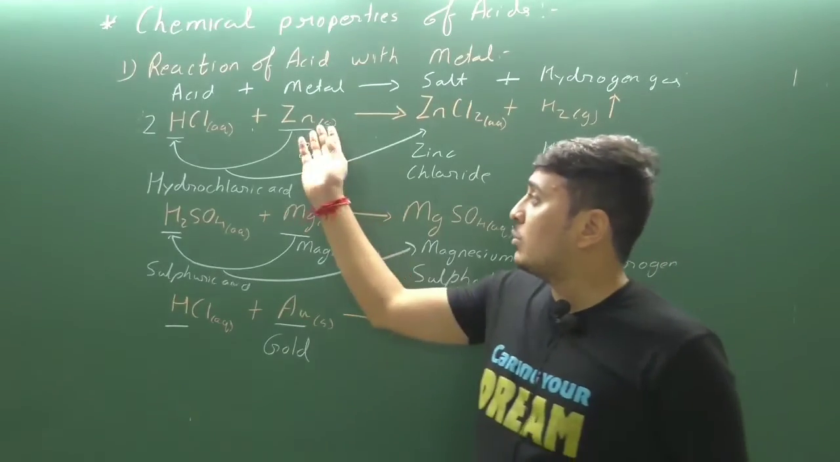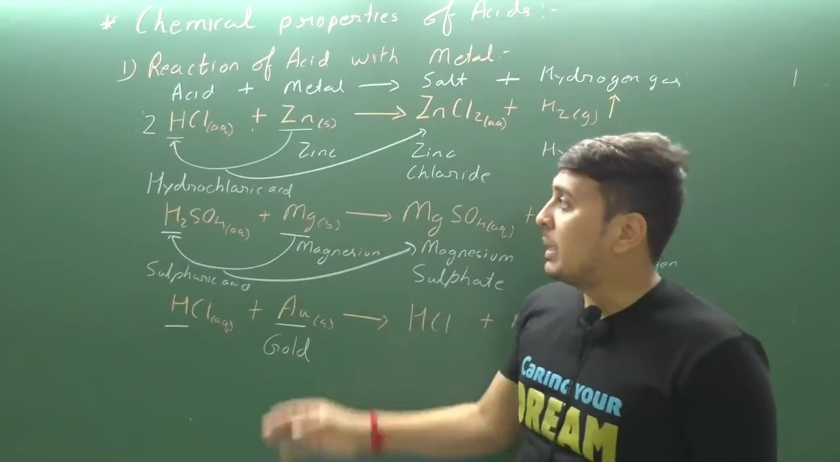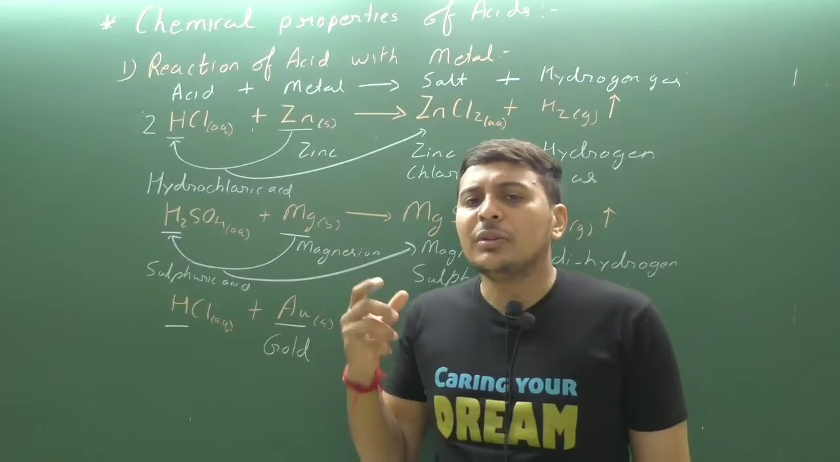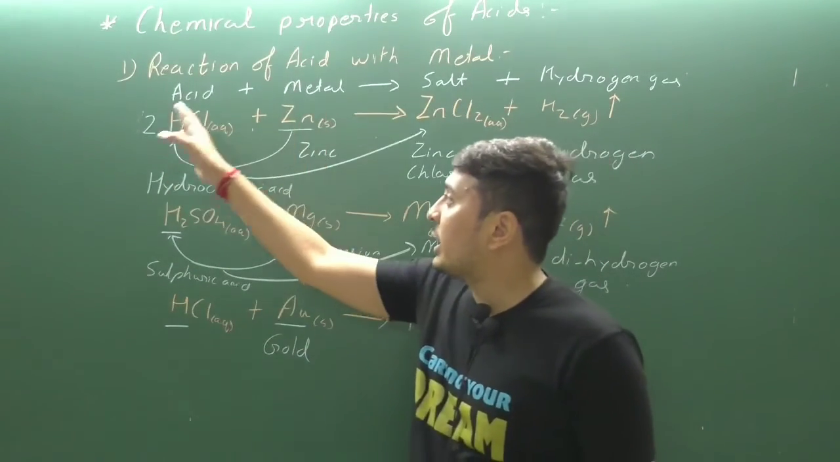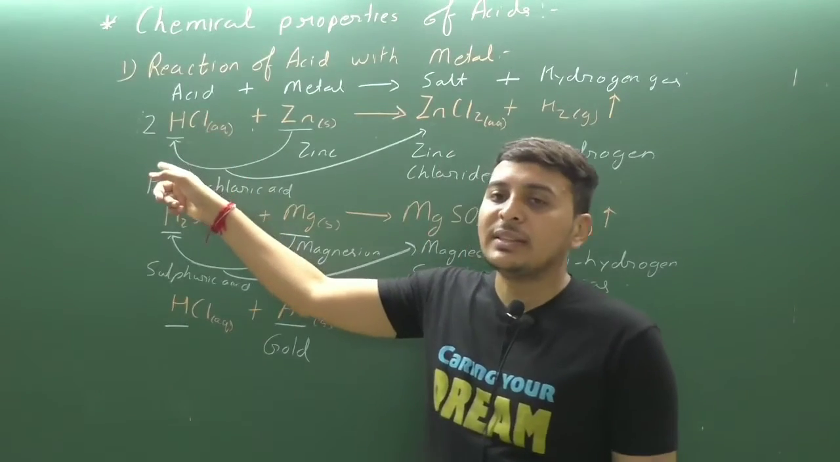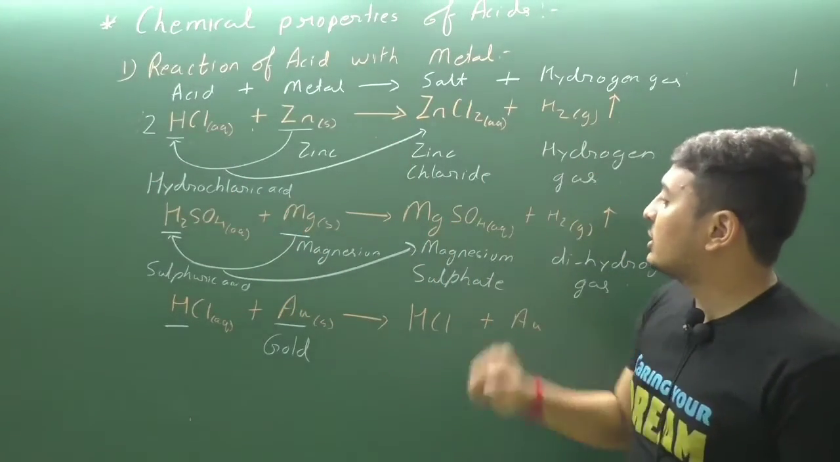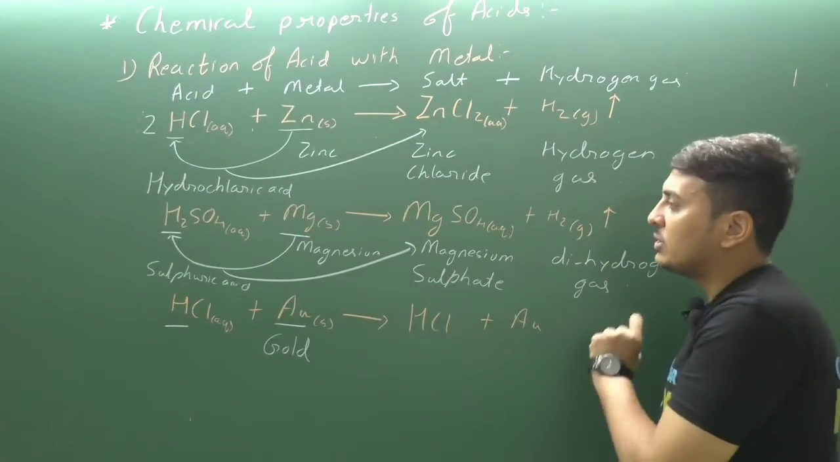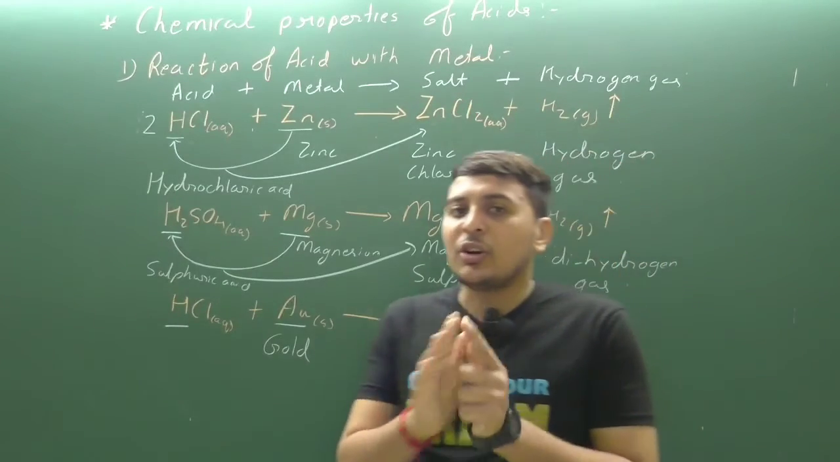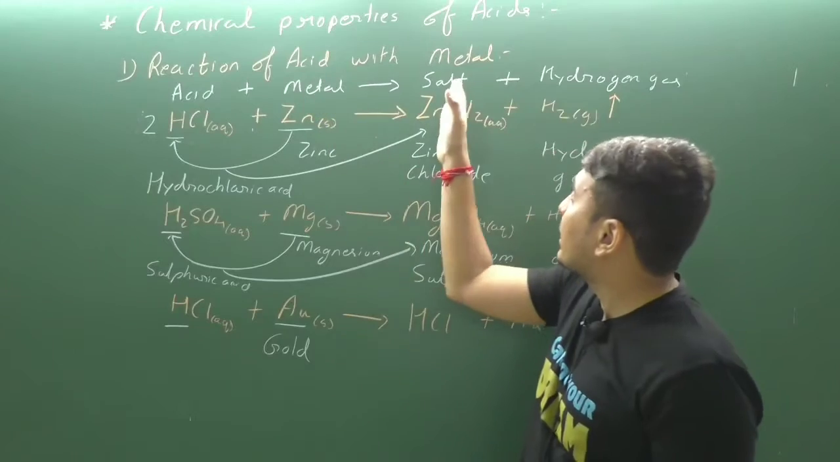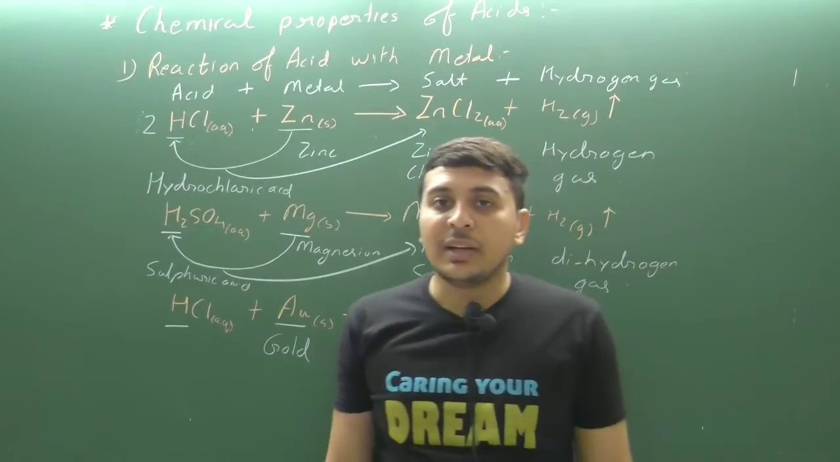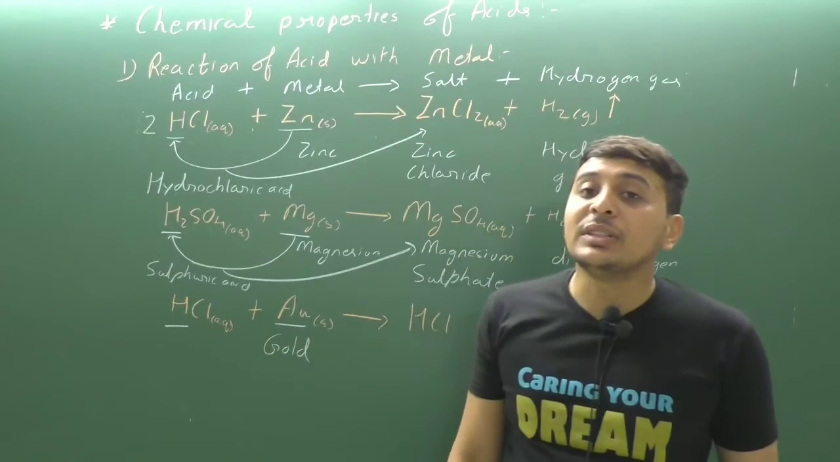So when metals are more reactive than hydrogen, then they can react with acid and form salt and hydrogen gas. This is also a salt, this is hydrogen gas. So what is the common in acid? When acid reacts with metal, it forms salt and hydrogen gas.